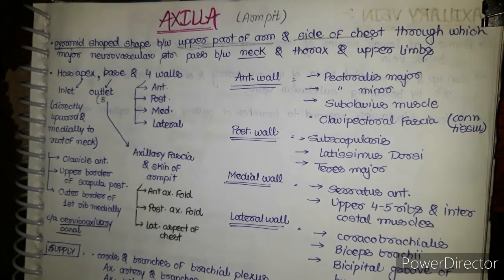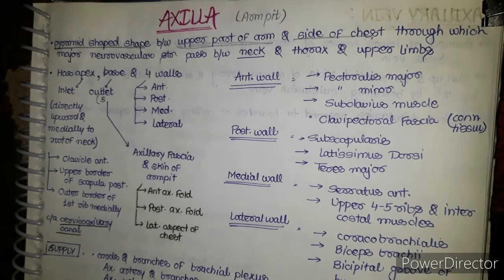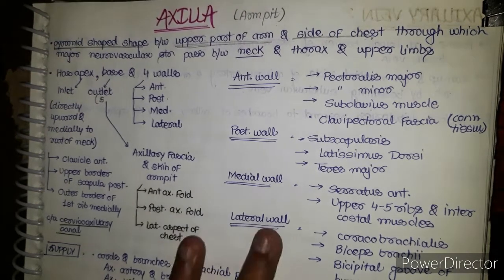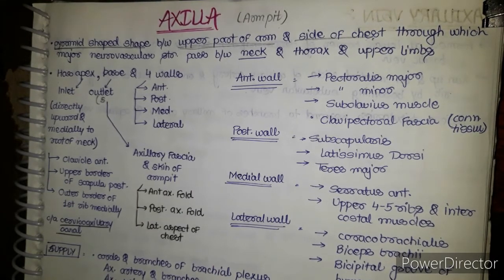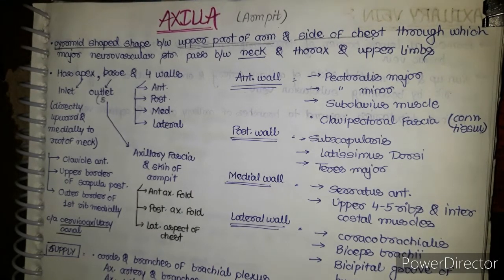Why do these neurovascular structures pass through the axilla? Because in our upper limb there are a lot of muscles and other structures present, and everything in our body wants nutrition. So to get nutrition in the upper limb, the major neurovascular structures will pass through the axilla.